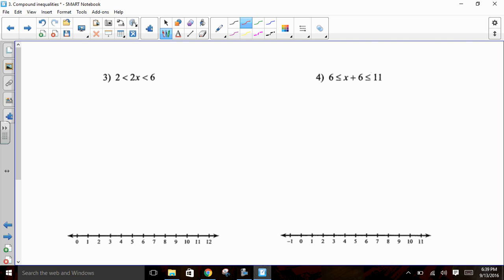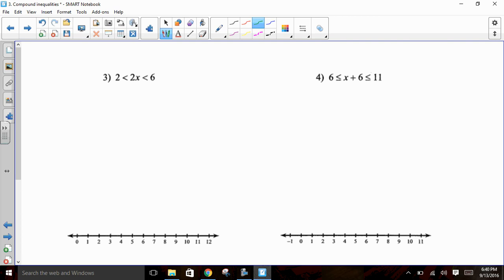3 and 4 are considered AND. They're going to be what you do to one side, you do to both sides, or kind of everything. So if you notice on number 3, I have 2 is less than 2x is less than 6. Well, I want that x in the middle to get by itself. So if I cover up my 2 and my 6 for a moment, so do that on your screen, cover them up.